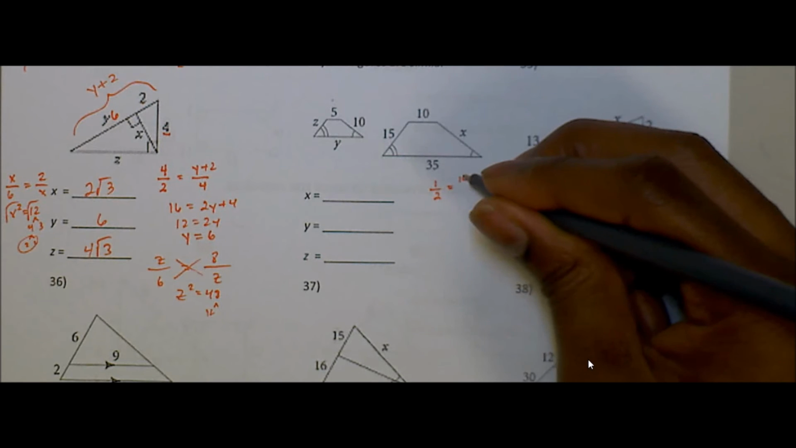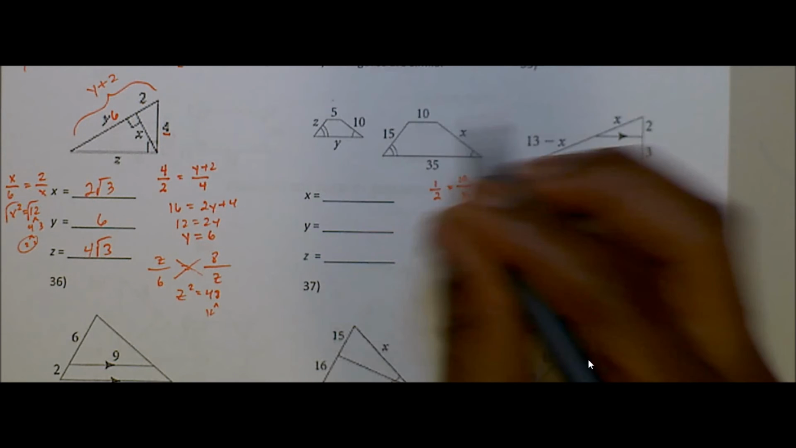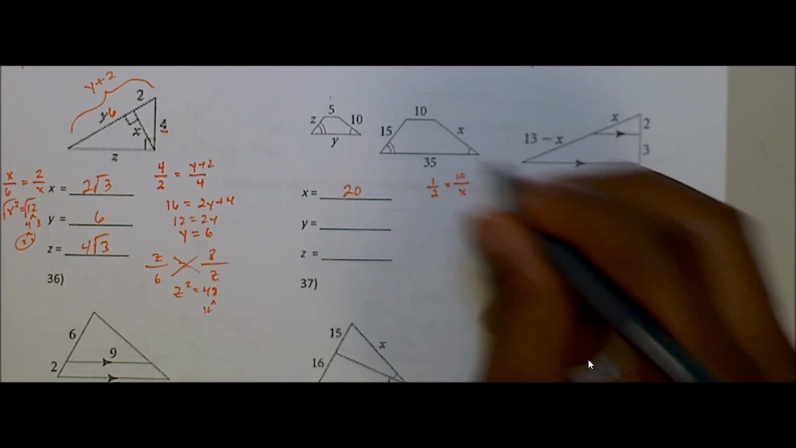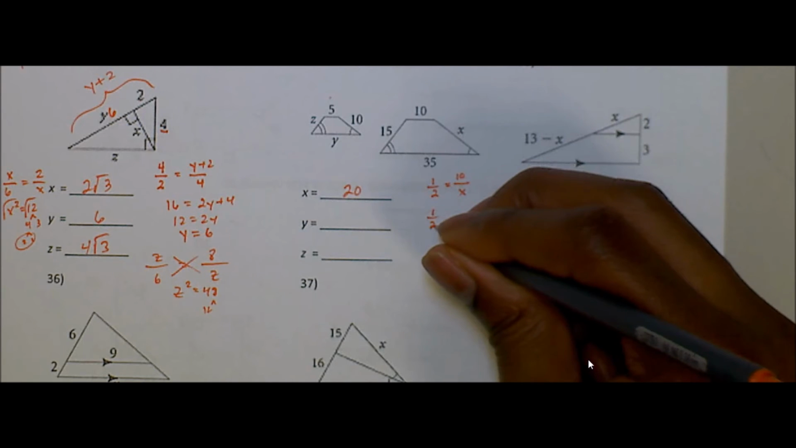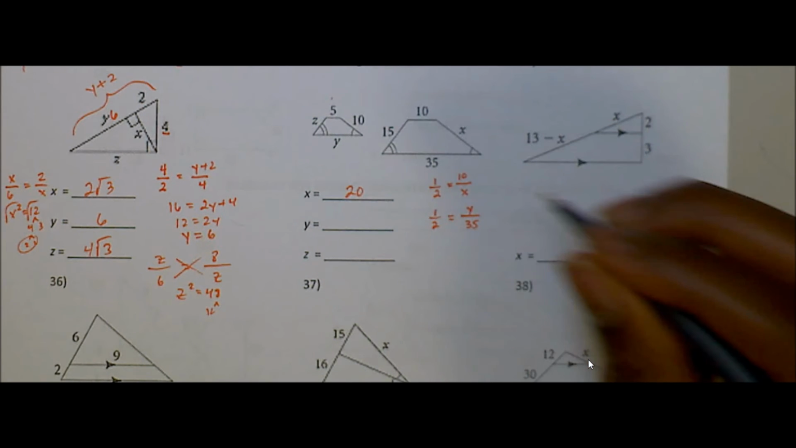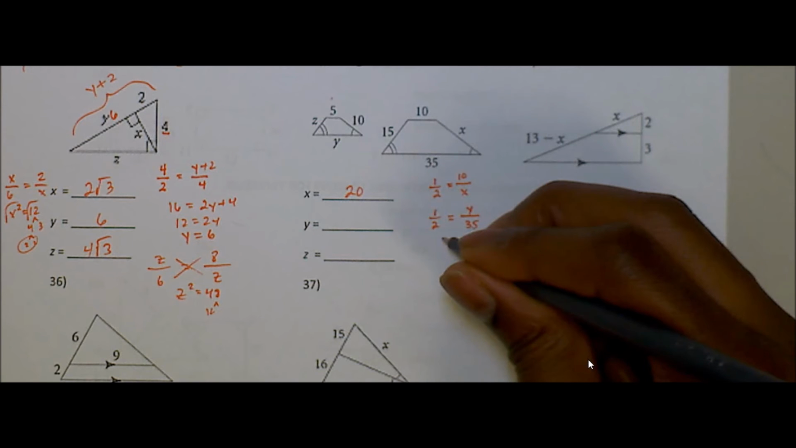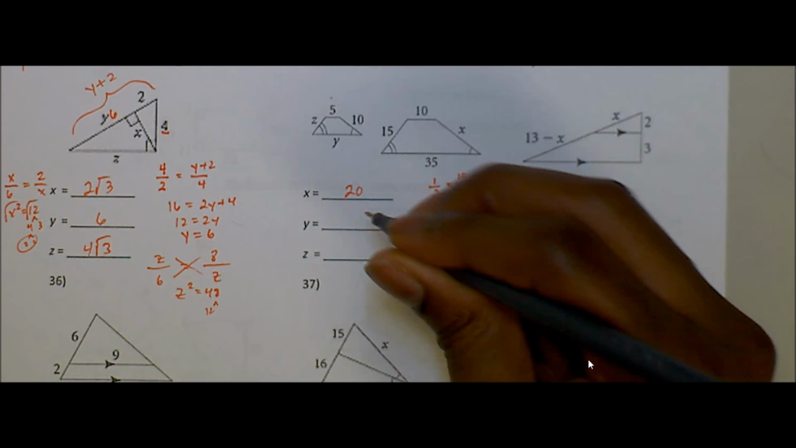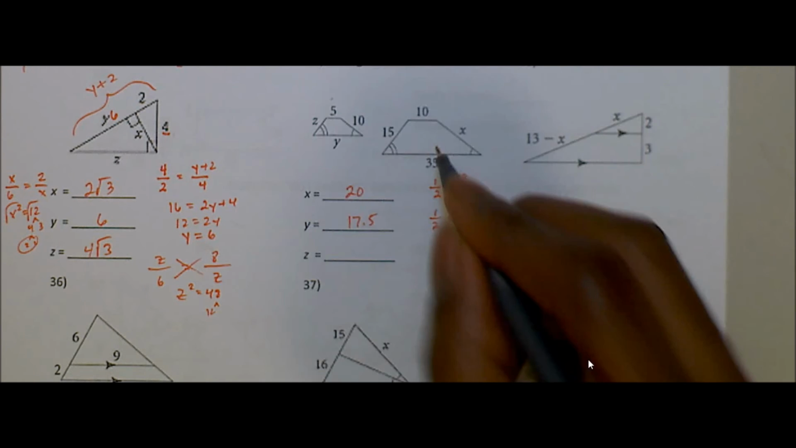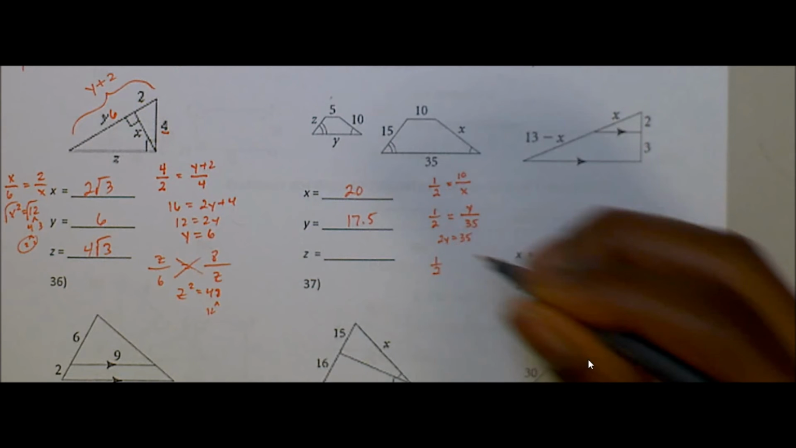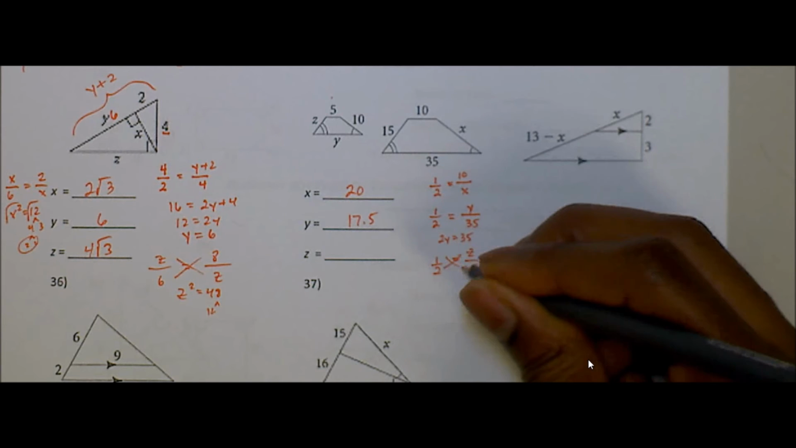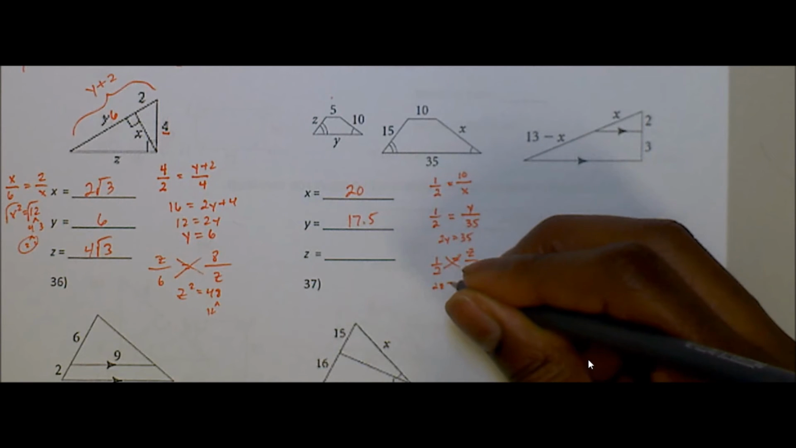So to find x, we do 10 over x, cross multiply, all that jazz. We should find that x is 20. To find y, it corresponds with 35. So 1 over 2 equals y over 35, making sure we put y on the top because y is from the smaller figure. So 2y equals 35. That means y must be 17.5. And then z corresponds with 15, still the same ratio, 1 to 2. Z is from the small figure, goes up top, 15 is from the large figure on the bottom. So 2z equals 15, z equals 7.5.